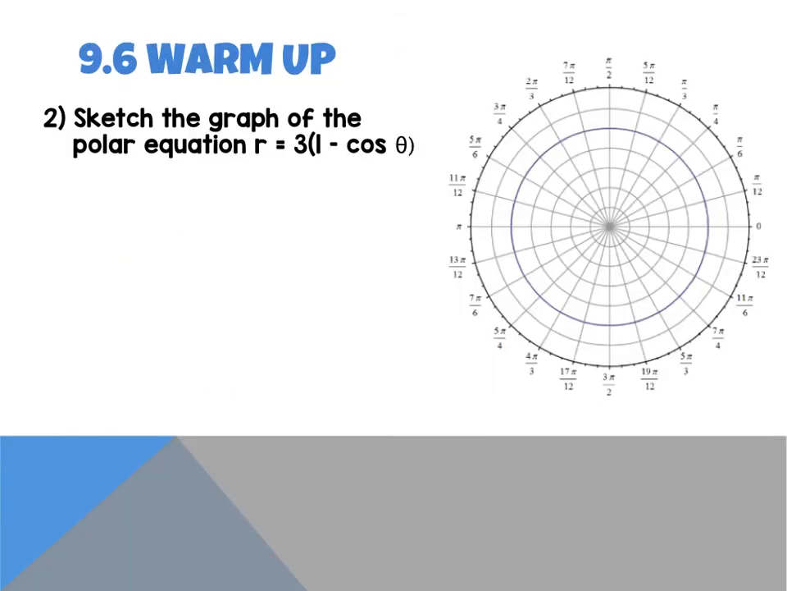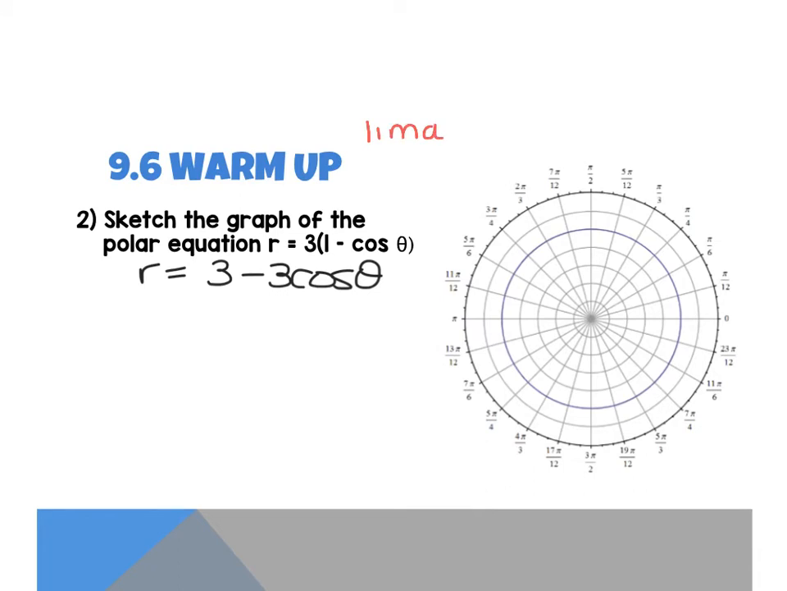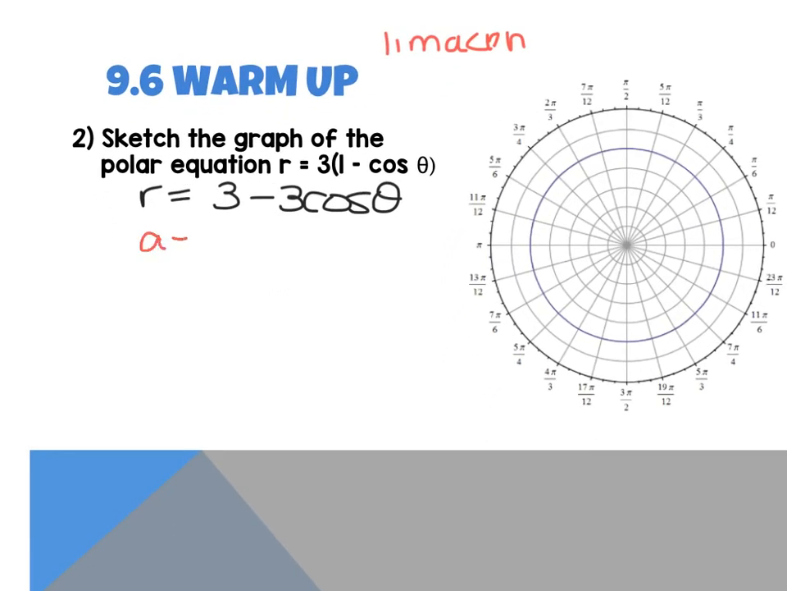I'm going to start you on it. You would distribute the 3 first. Either way, it's a limaçon from the get-go. But in order to figure out your A and B, you've got to distribute the 3. So it's 3 minus 3 cosine theta. So R equals. So we just said this is a limaçon. And the A is 3.